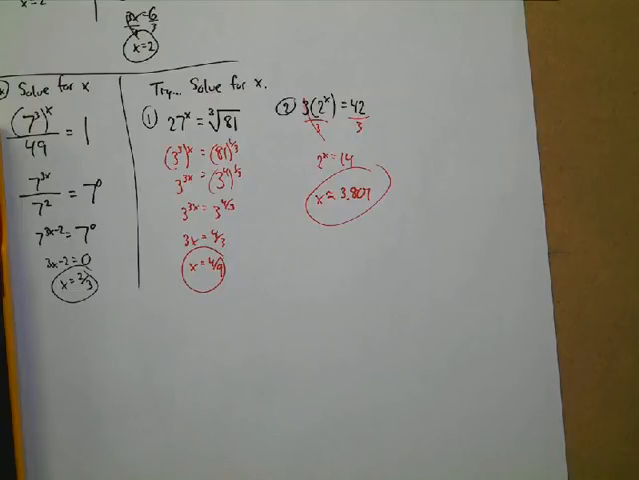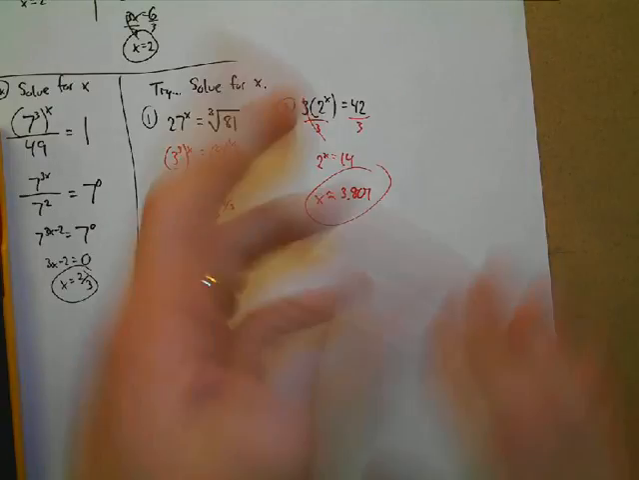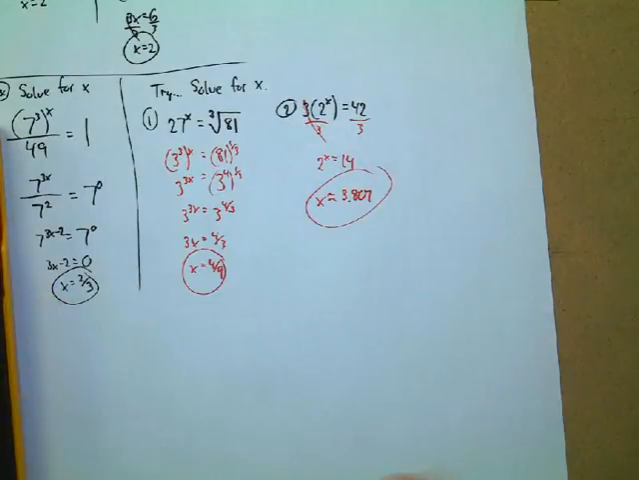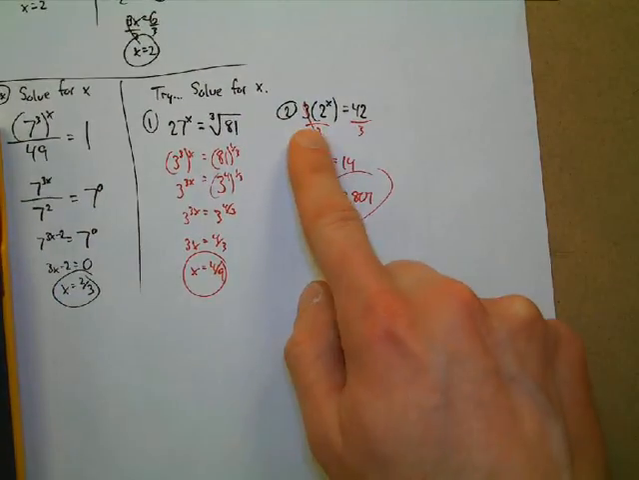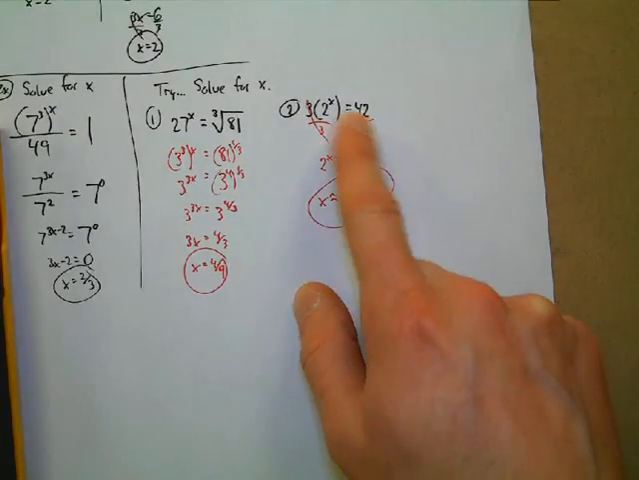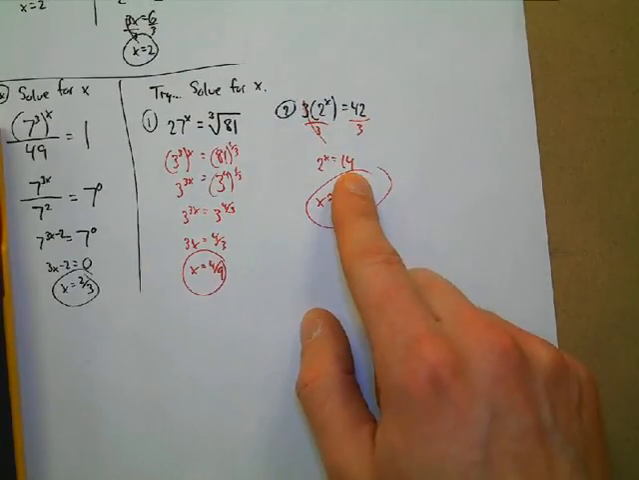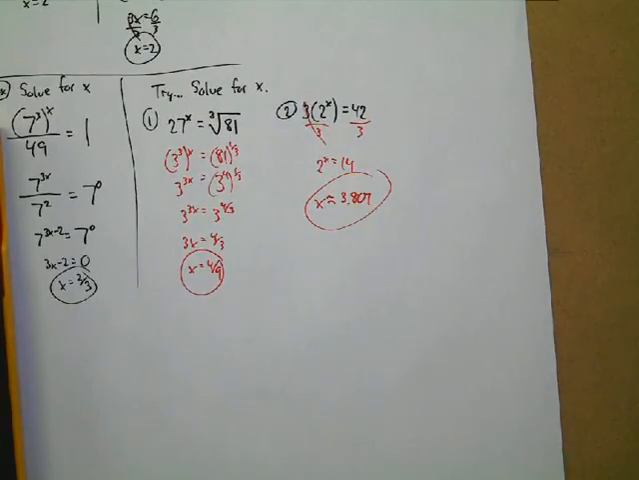So you may have looked at number 2 and maybe from the very get-go you're like, I have no idea what to do. With this, I said, okay, we have a 3 out front, so we could divide both sides by 3 to get that 2 to the x by itself equals 14. The problem at that point is that 14 is no power of 2, or at least no nice power of 2. And so we can't solve this using paper and pencil. We have to go to technology or some other method.